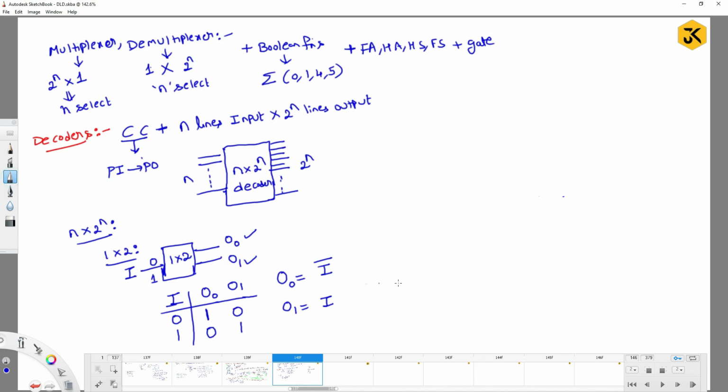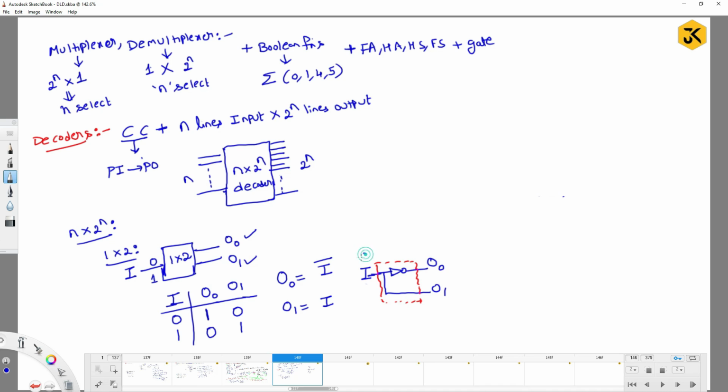Can you draw the circuit diagram for this? If we have input I, what do you require? I bar, right? I bar is O0, and with respect to I, you produce it at the output as it is. This is what I call a 1 by 2 decoder. If you observe the structure, it will look like this. Whatever input you pass will be produced as output based on the input you are passing, right?